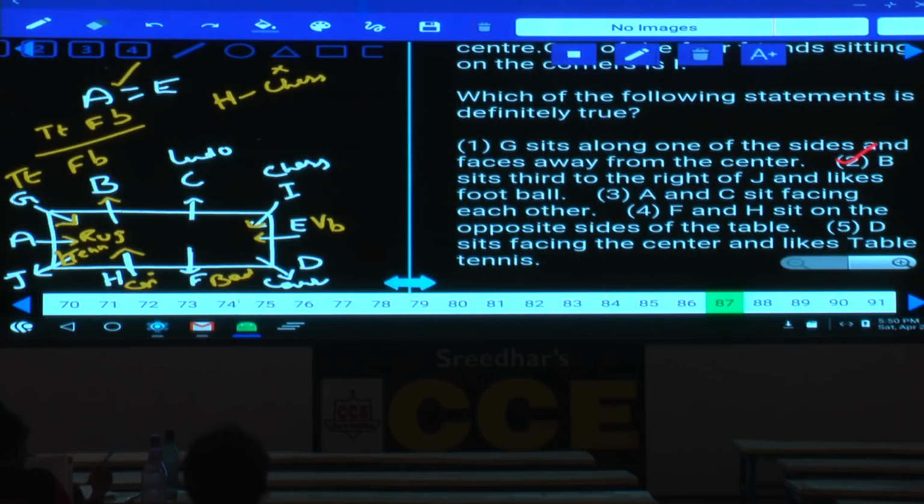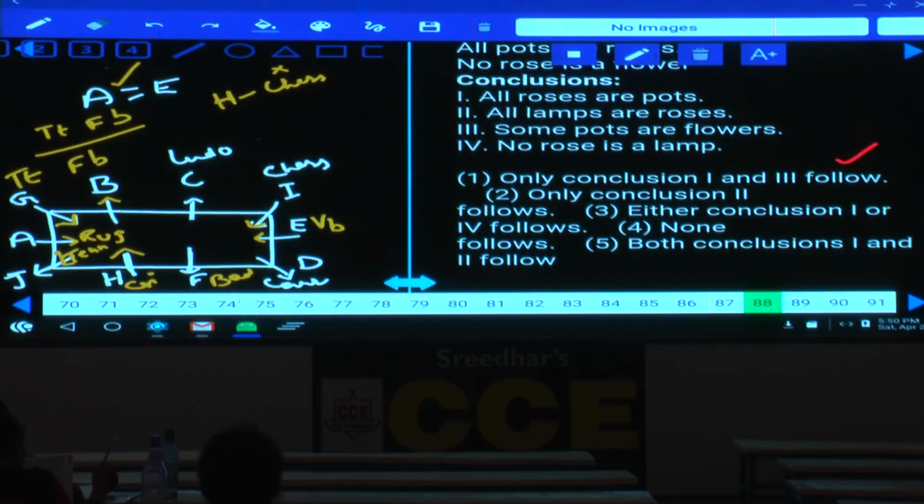Then question number 88. Now 88 onwards, 88 to 92, this comes under syllogisms, isn't it? 88 to 92 follows. Yes, 88 to 92. Any doubts in this? Because it's already done. Then next one. What is the next one then?